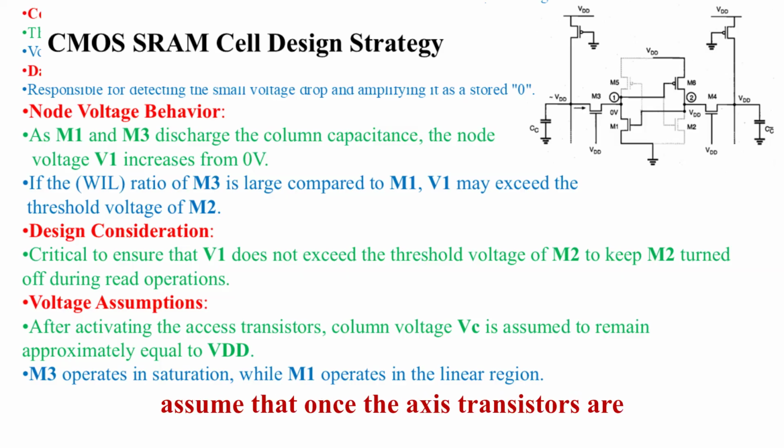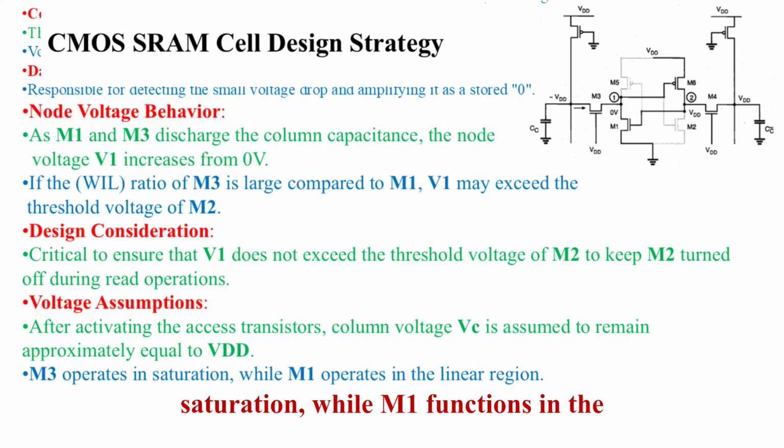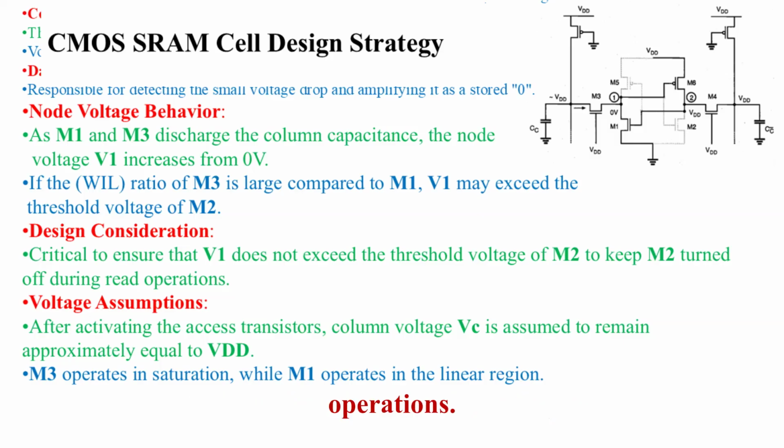Finally, we can assume that once the access transistors are engaged, the column voltage Vc will remain approximately equal to VDD. In this scenario, M3 operates in saturation while M1 functions in the linear region, which maintains the stability of the SRAM cell during read operations.